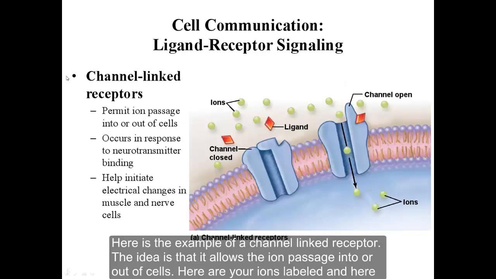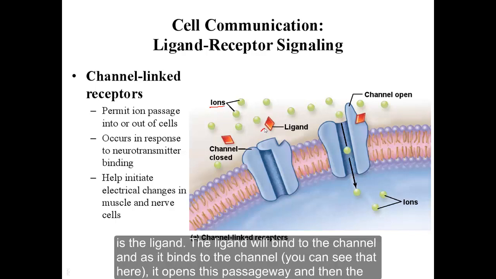Here is the example of a channel-linked receptor. And the idea is that it allows the ion passage into or out of cells. Here are your ions labeled, and here is the ligand.